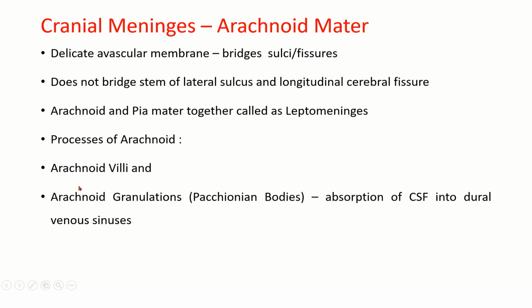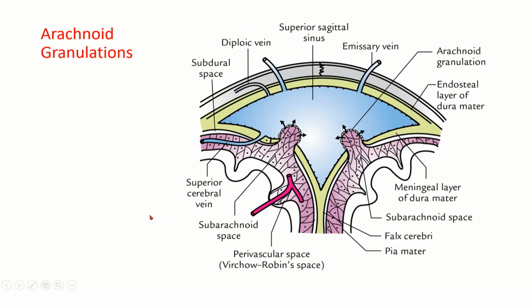The processes of arachnoid are the arachnoid villi and arachnoid granulations. This arachnoid villi will project into the dural venous sinuses and there will be absorption of the CSF. The arachnoid granulations are also called pacchionian bodies. These arachnoid villi will become pedunculated and enlarged to form the arachnoid granulations. They project into the venous lacunae. Arachnoid villi will project into the venous sinuses. Arachnoid granulations will project into the venous lacunae.